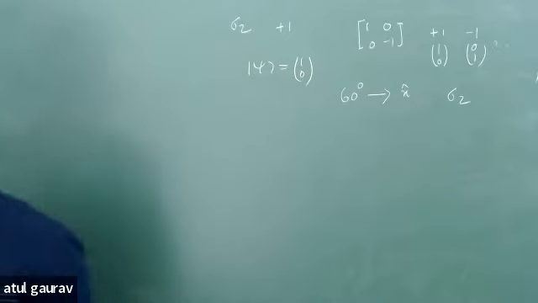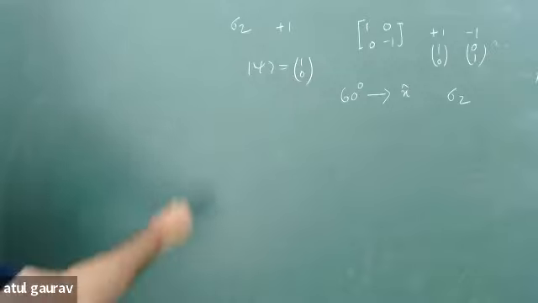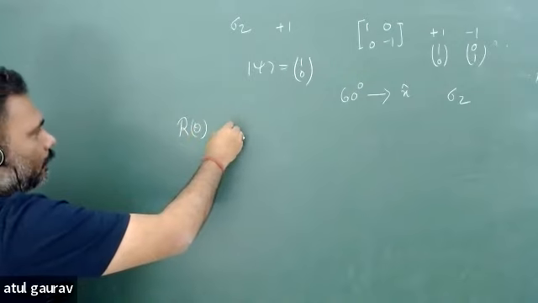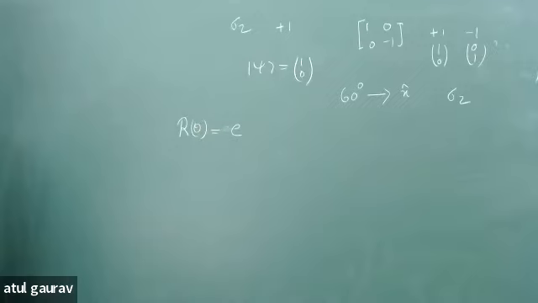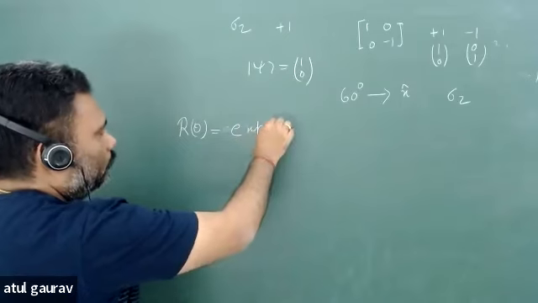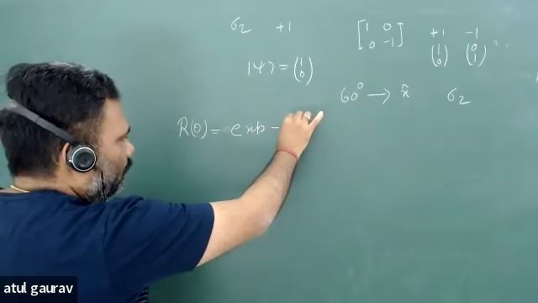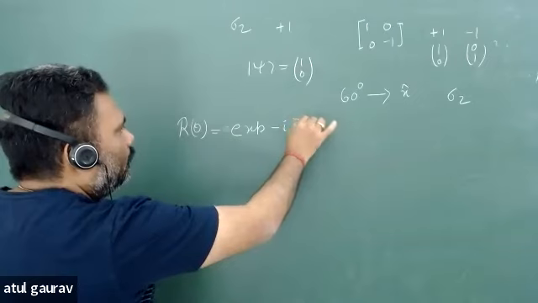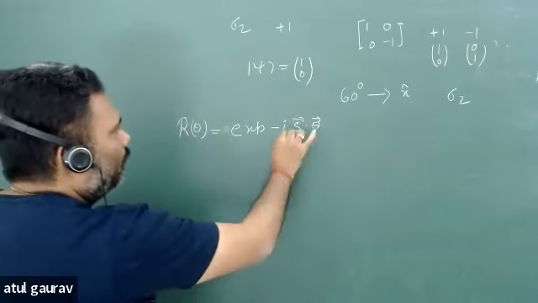Yes, same question. Now let us try to go for this one. So what will be my rotational operator? My rotational operator here is, what will it be? Anyone? Exponential minus I, very good. 60 degree angle is given. So S dot theta. Here it will not be sigma, that is S dot theta, by h cut, okay?